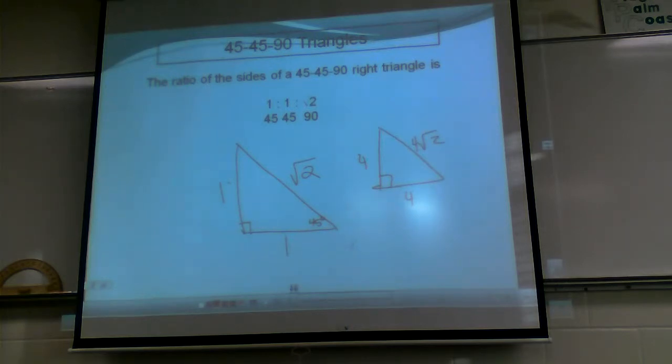Now, when we do these, and when I start the 30, 60, 90s, I'm going to do them the longer way, using this ratio right here to set up proportions. I'm not going to do the quicker way yet. I'll do that at the end. So all the problems that we deal with in this realm of special right triangles will be based on proportions, doing the cross multiplying.